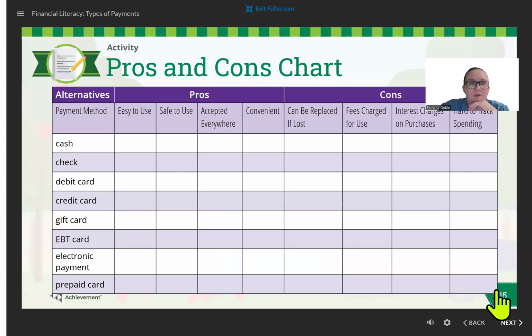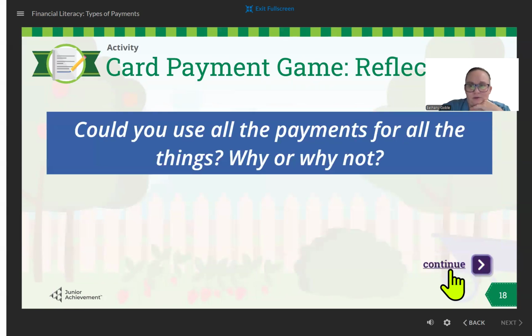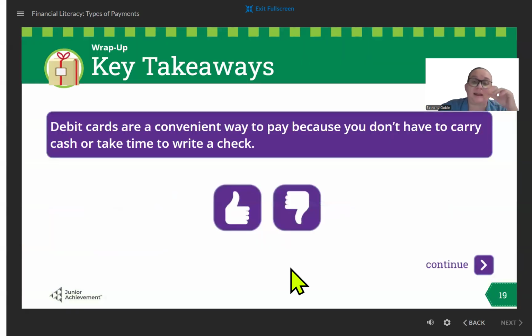Okay, so again, we're going to skip that pros and cons chart. We're going to move on. Okay, let's go ahead and go through these.